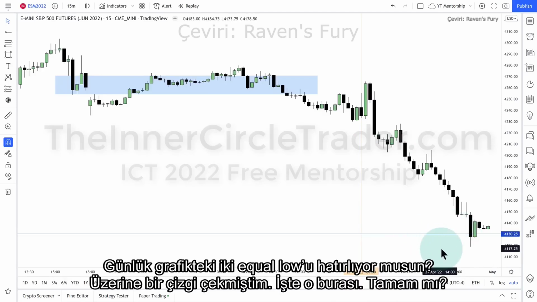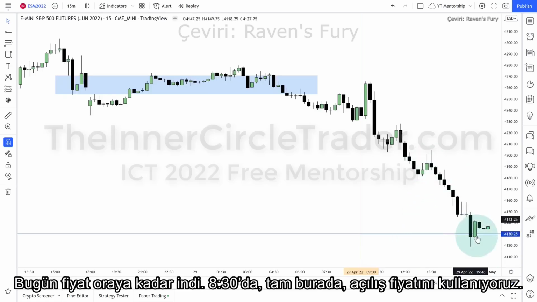Remember the two equal lows on the daily chart? I drew a line on that. That's what this is here. And it ran down into it today. At 8:30, right there, we're using the opening price.